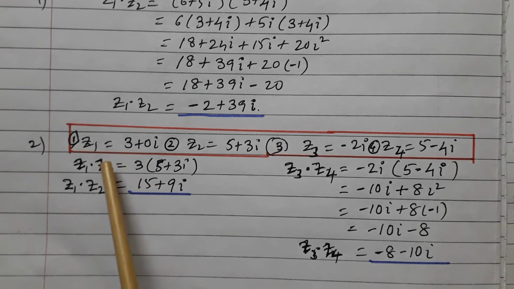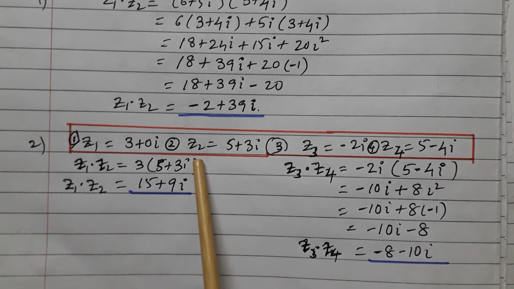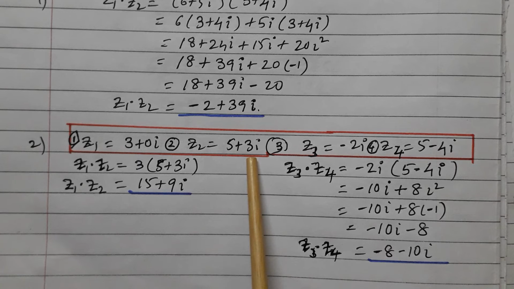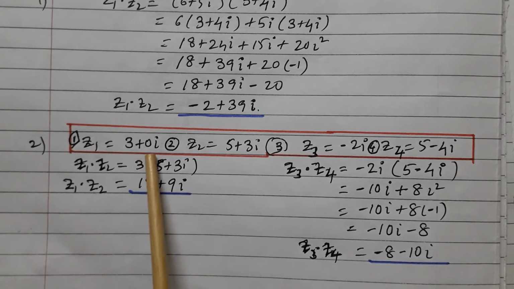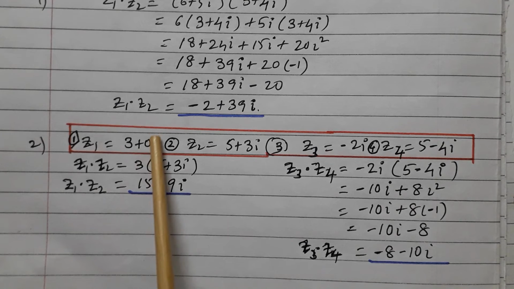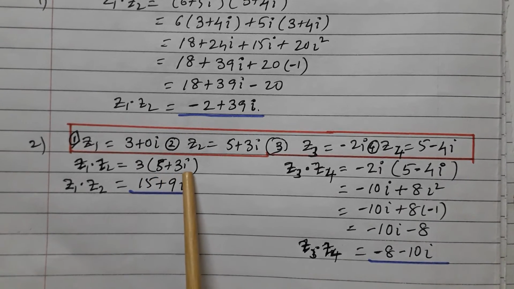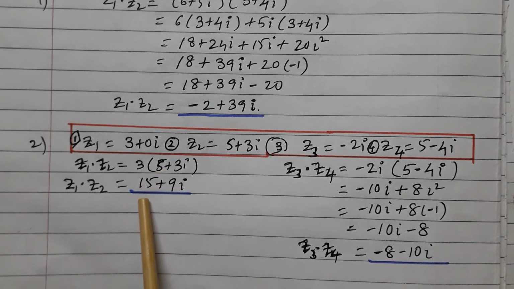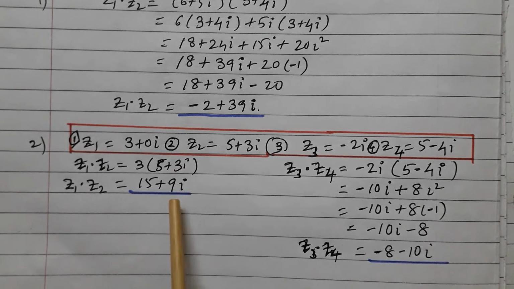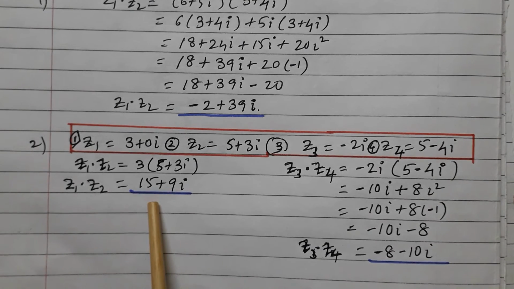Now, let us multiply these two numbers. z1 is equal to 3 plus 0i and z2 is 5 plus 3i. Now 3 plus 0i is a real number, but as you know, every real number can be expressed as a complex number. So we ignore this 0i and we write 3 into 5 plus 3i, which is z1 into z2. 3 into 5 gives us 15, 3 into 3 gives us 9i. So this is a product which is also a complex number.